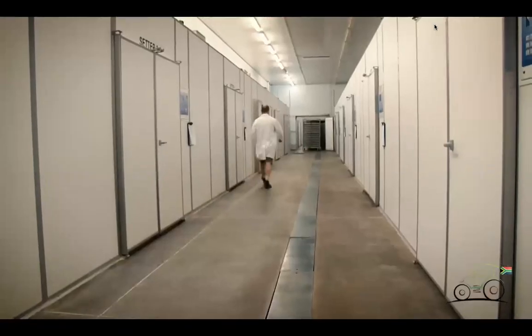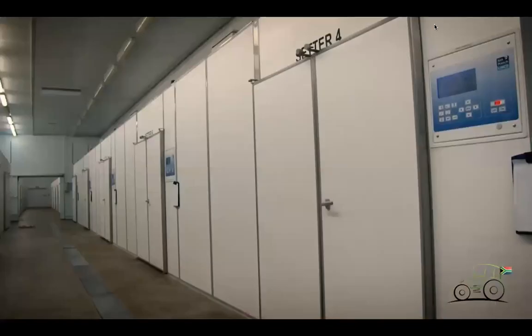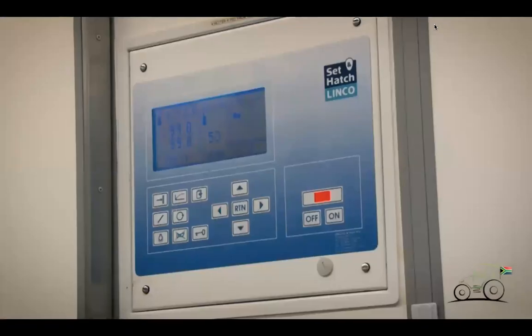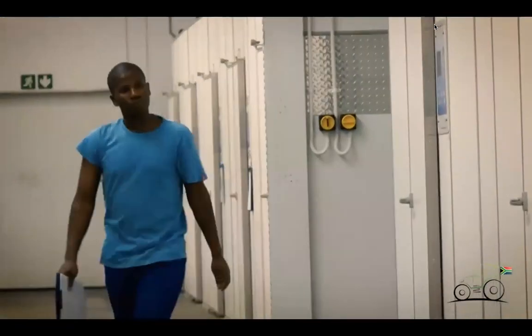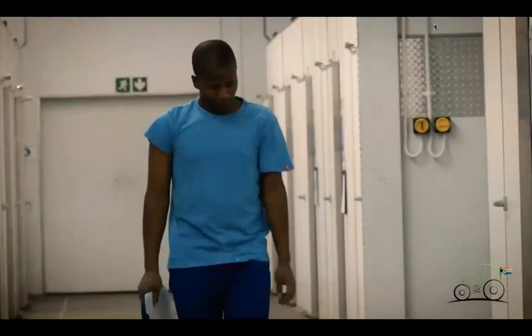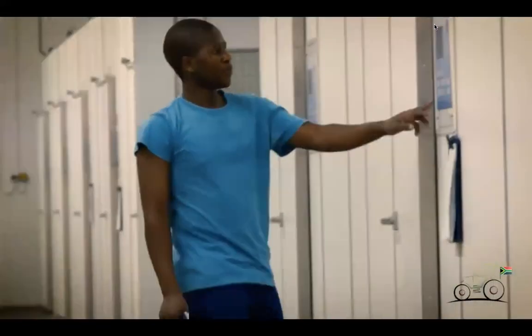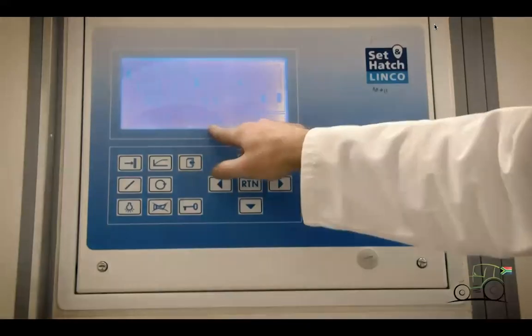We've got 24 setters. Setters pretty much incubate the eggs for the first 18 days. We monitor the humidity and the temperature pretty closely. It's 101 degrees Fahrenheit or 38.5 degrees Celsius. And humidity, we keep between 48 and 50% relative humidity. That's the optimal hatching temperature for a chick.